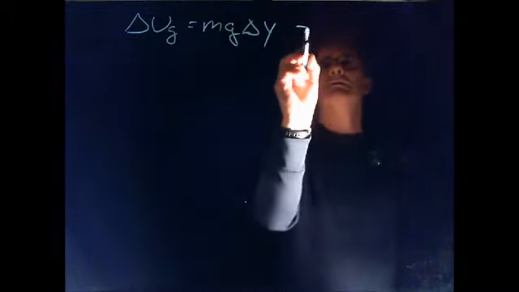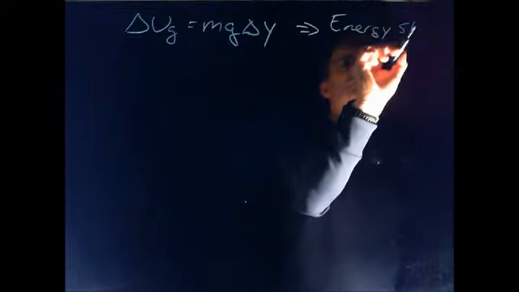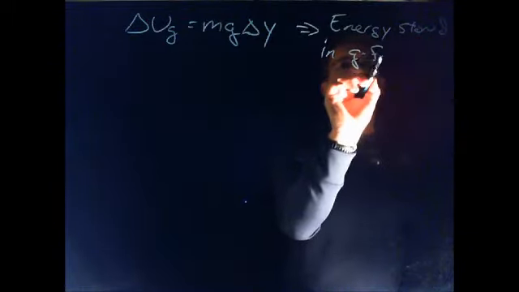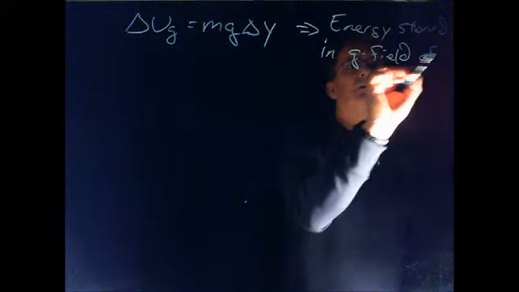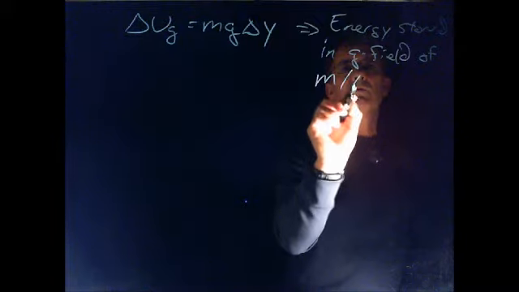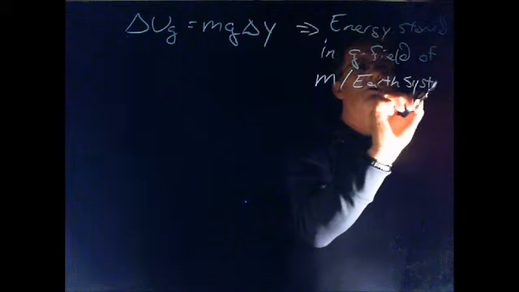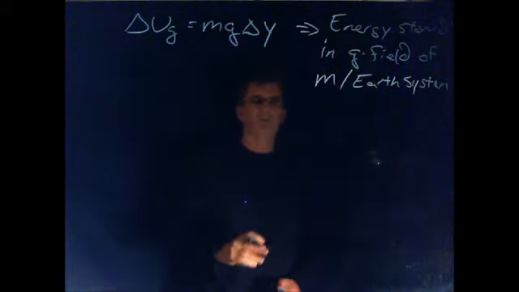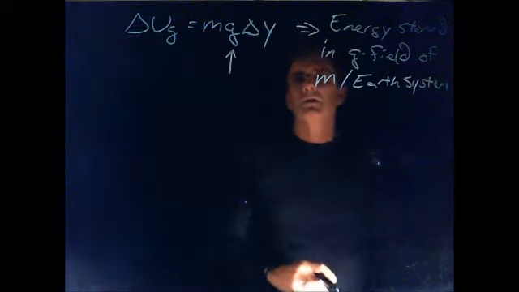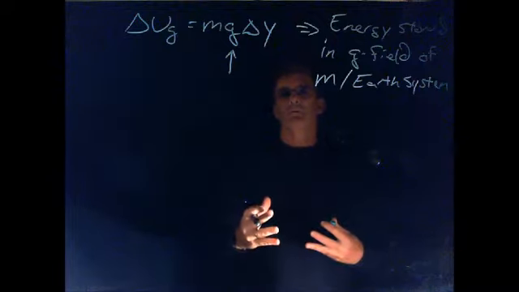So this is energy stored in the gravitational field of the mass-Earth system. I know the Earth is part of this system because we have that term right there, the acceleration due to gravity, and this comes from the Earth.